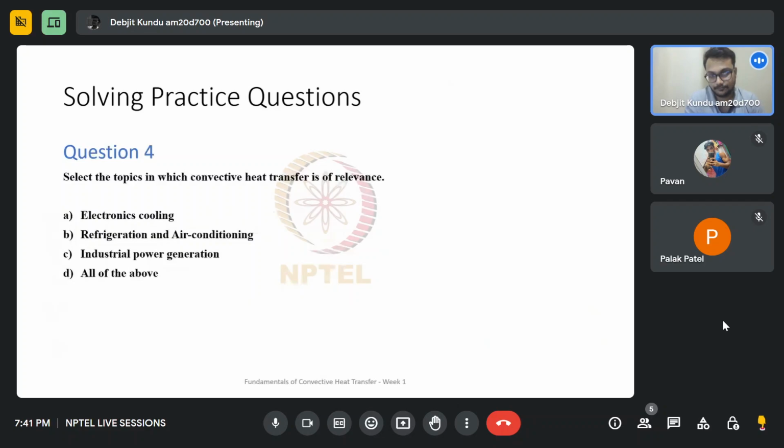So, question 4 of week 1. Select the topics in which convective heat transfer is of relevance. Option A, electronics cooling. Option B, refrigeration and air conditioning. Option C, industrial power generation. Or is it D, all of the above?